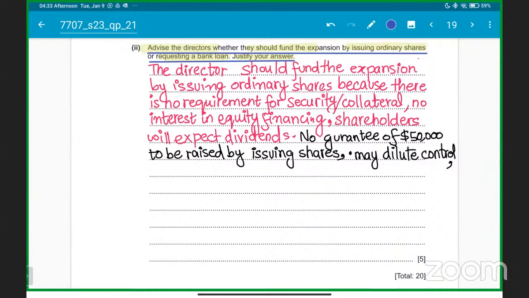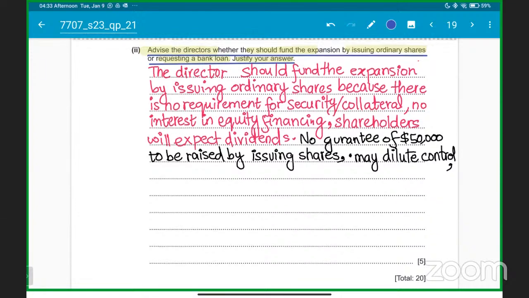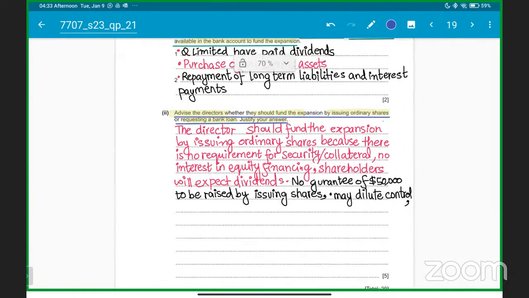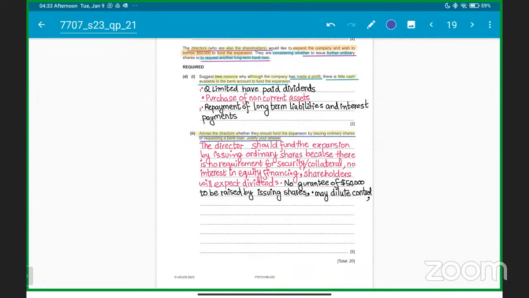The main point is that banks may not be willing to lend easily because long-term liabilities already exist on the balance sheet of Q Limited. Okay, students, so that's what you have to write. Hope everyone got this. Clear on this? Any questions, any problems? Let me know. Any concerns?